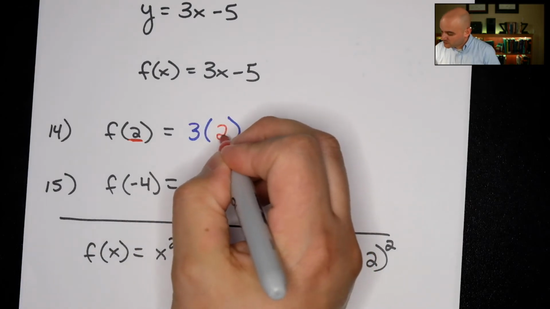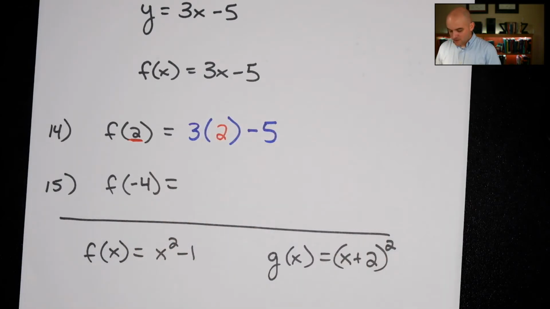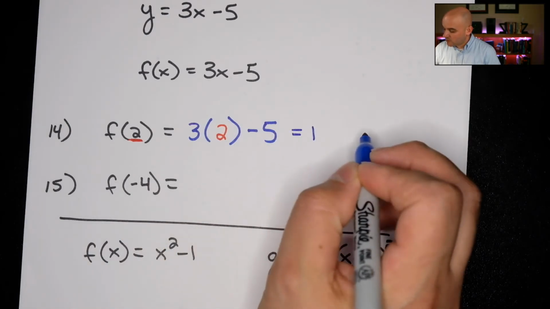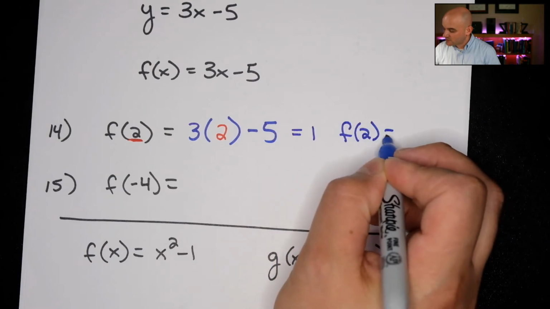So I'm going to put the 2 in right there. And now I can evaluate. Remember to use the order of operations. 3 times 2 is 6. 6 minus 5 is 1. So we can say that the f of 2 is equal to 1.